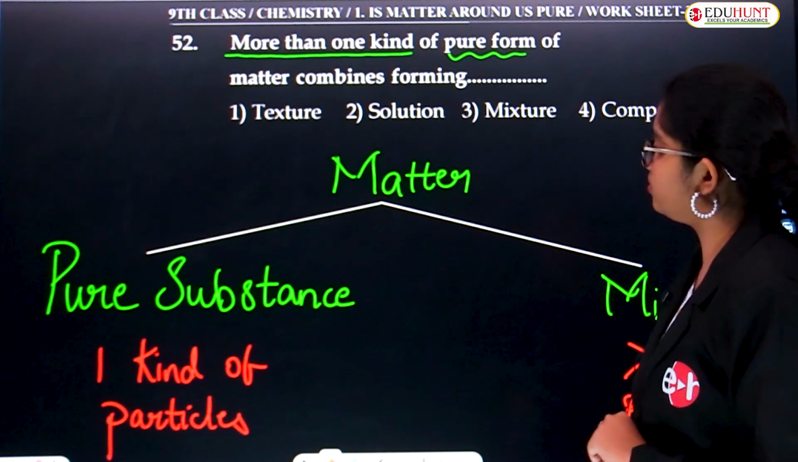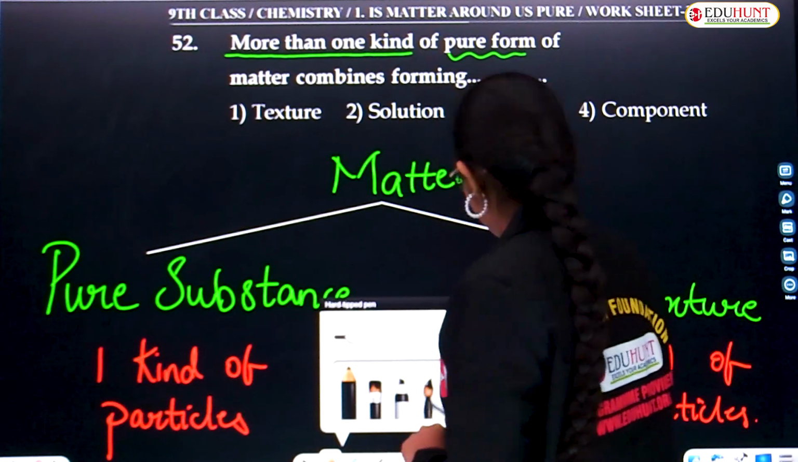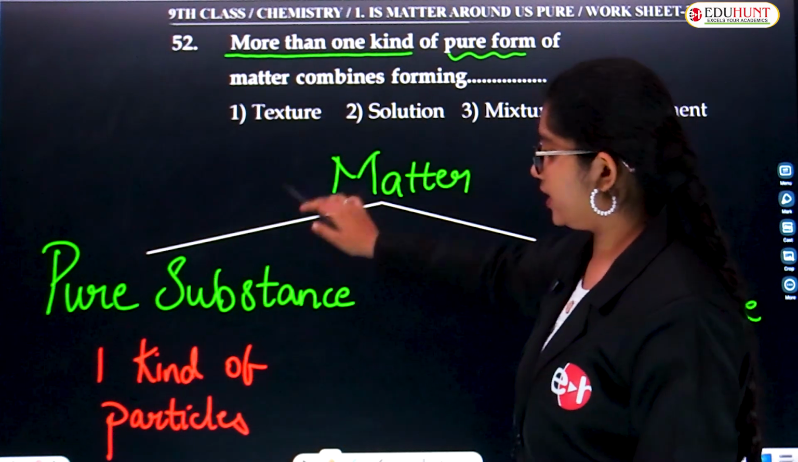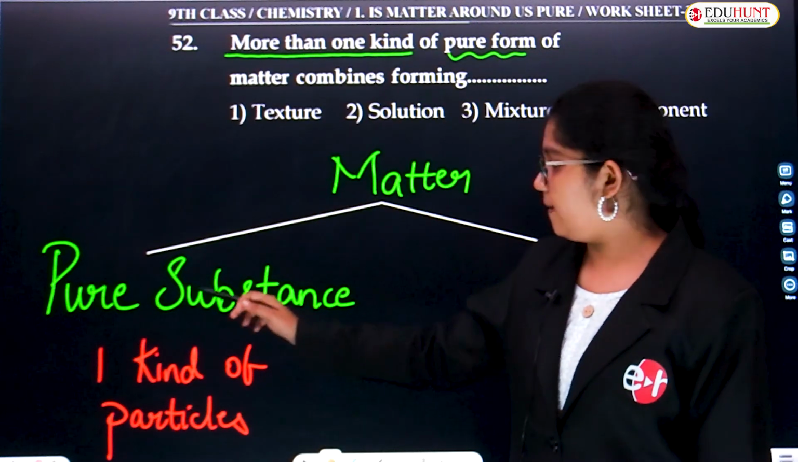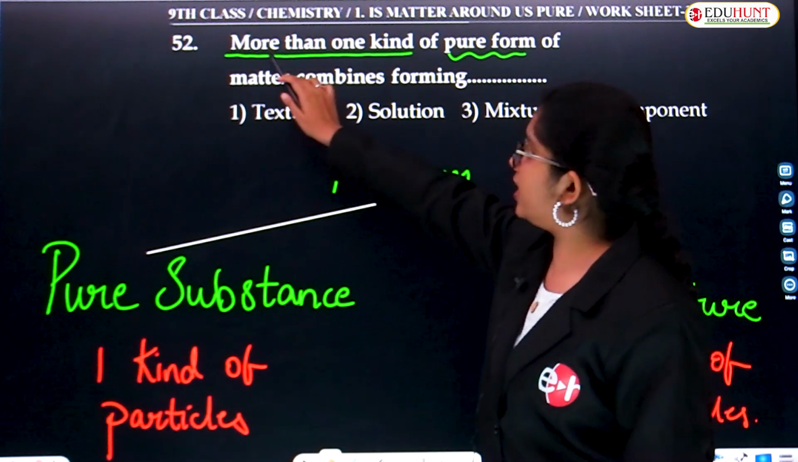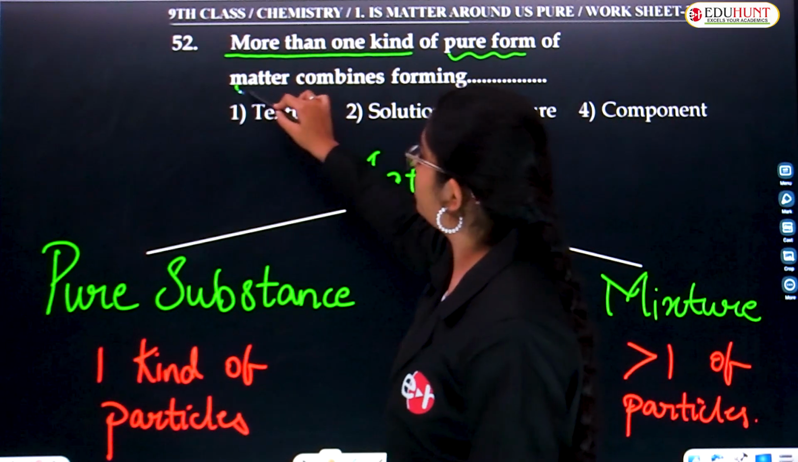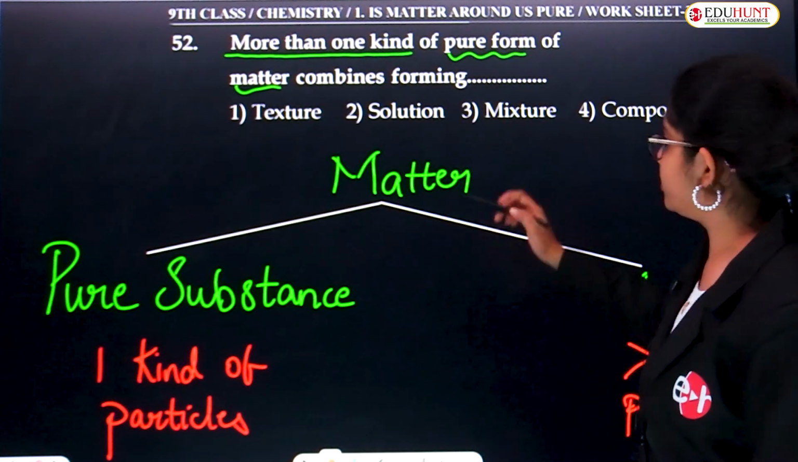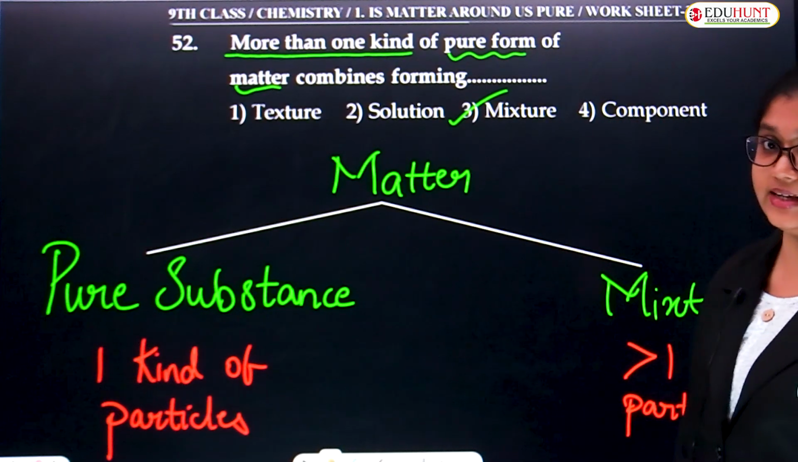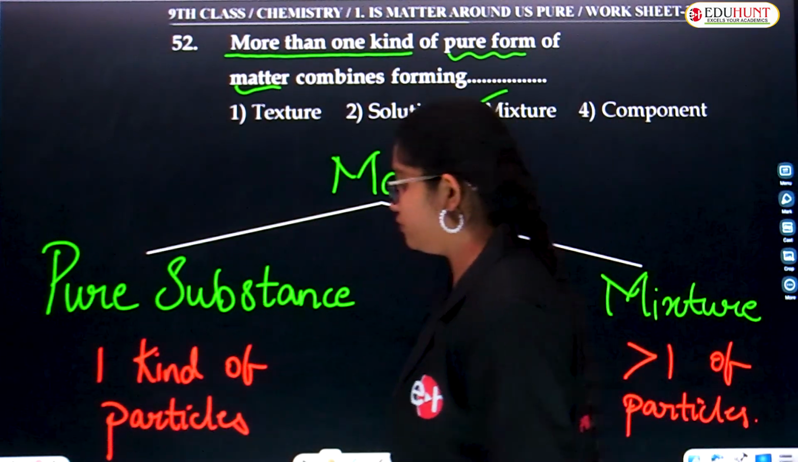Okay. So, if it is asking about only one kind of particles, it will be pure substance. But here it is given that more than one kind of pure form of matter combines to form what? Mixtures. Very good. Option is 3. Clear now? Very good. Now, question number 53.